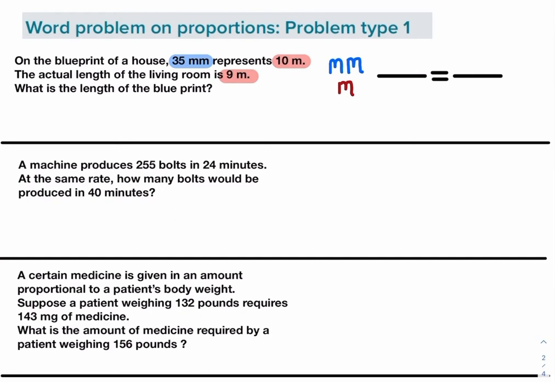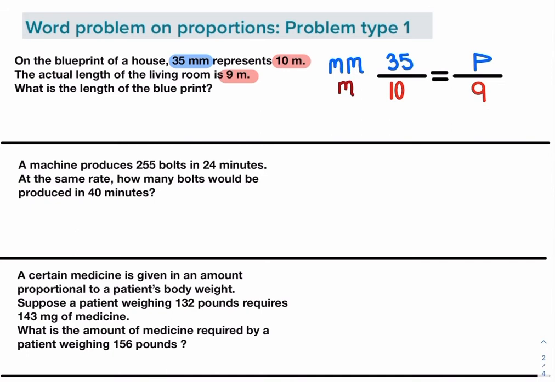Now let's put those numbers in the numerators and the denominators. Only numbers that are millimeters can go in the numerators and meters in the denominators. So we have 35, it's going in the top because it's a millimeter, and 10 in the bottom because it's a meter. Now the 9 meters, that's going in the bottom again because it's a meter. I don't know the millimeters, so I'm calling that P.